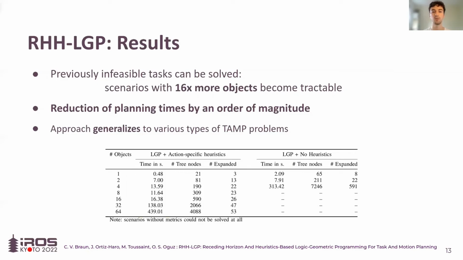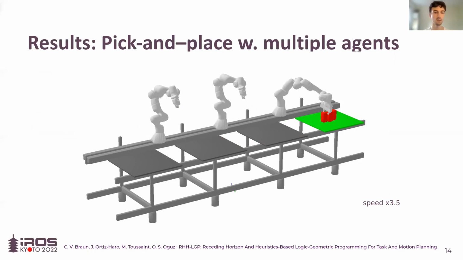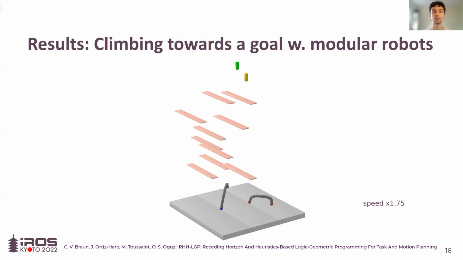The generalization of our method is demonstrated on a variety of task and motion planning problems, which include a pick-and-place task with multiple agents. In this task, multiple objects have to be placed on a goal tray. A parkour task in which a crawler-type robot must navigate towards a target that is behind multiple obstacles. This problem is challenging due to the number of actions that need to be executed to reach the goal. And a task including multiple modular robots that must be connected to guarantee an efficient solution of the task. This problem is challenging as the planner must recognize that connecting two robot modules is beneficial for task completion.